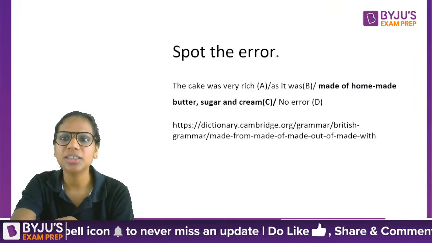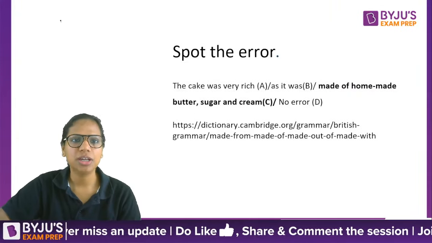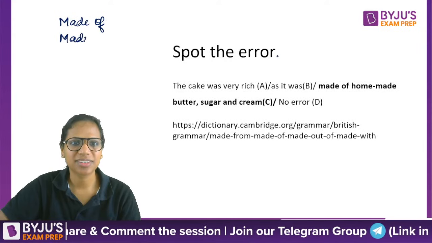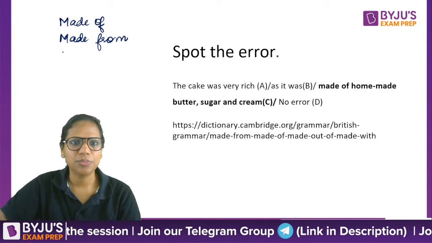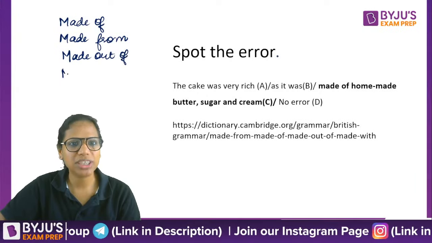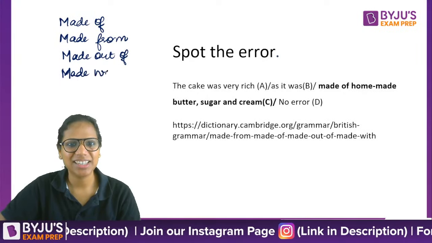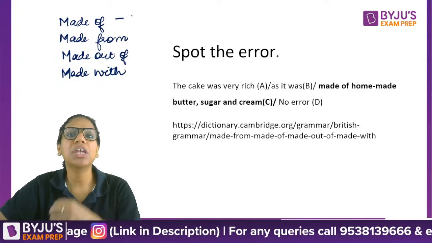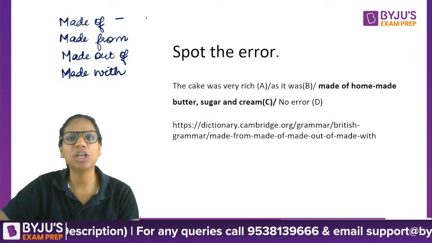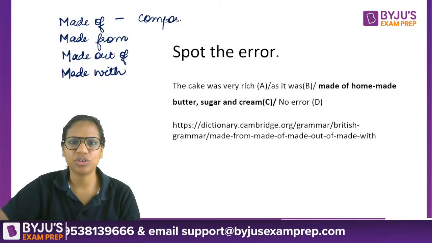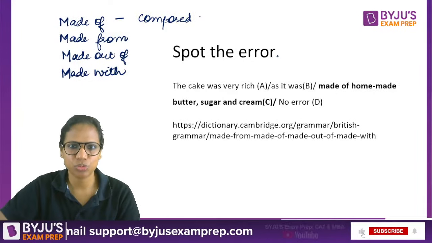Now, it's a very interesting point here, and actually, it's again a combination of grammar and vocabulary both. These are what we call phrasal verbs: made of, made from, then made out of, made with, right? So, when I say something is made of something, so if I say this table is made of wood, that means it is composed of. That is the basic material that has been used.